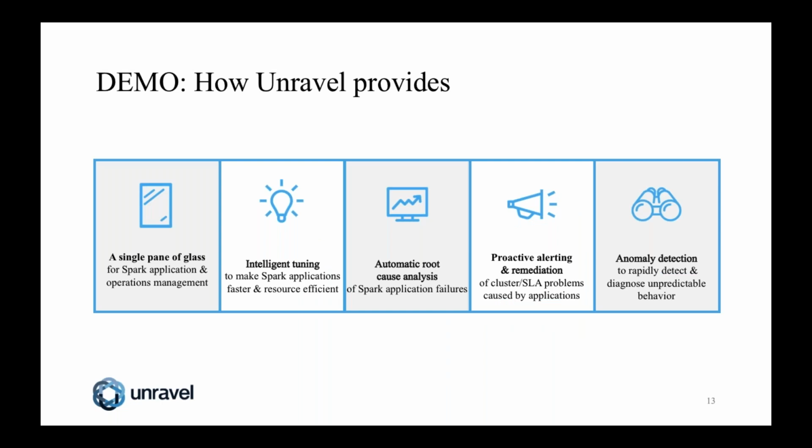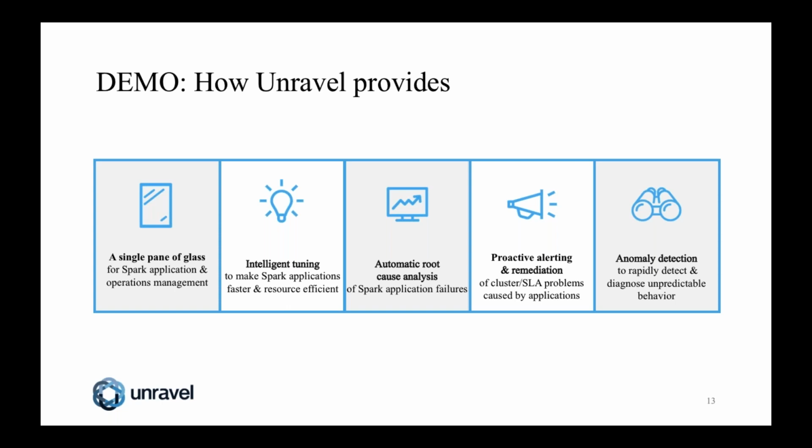And in today's demo, I will focus on multiple ways in which you can derive value from Unravel, starting with how Unravel provides a single pane of glass for the entire Spark application and operations management. From that, I will go into showing you how automatic analysis of all the telemetry data that Unravel does brings out useful recommendations so that you can optimize the performance of your applications, tune them to meet your SLAs, or automatically do root cause analysis of application failures.